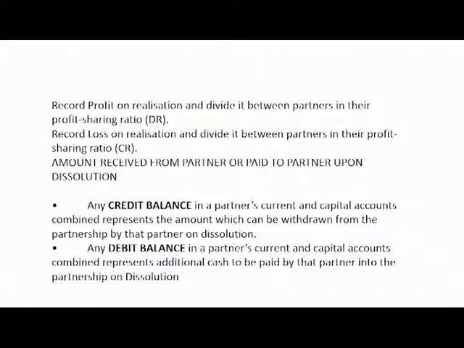What else? When you are recording profit on realization and dividing it between partners in their profit sharing ratio, we credit them. But when you are recording loss on realization and dividing it between partners in the profit sharing ratio, we debit them. Any credit balance in a partner's current and capital account combined represents the amount which can be withdrawn by the partner on dissolution. Any debit balance in the partner's current and capital account combined represents additional cash to be paid by the partner into the partnership on dissolution. Okay.